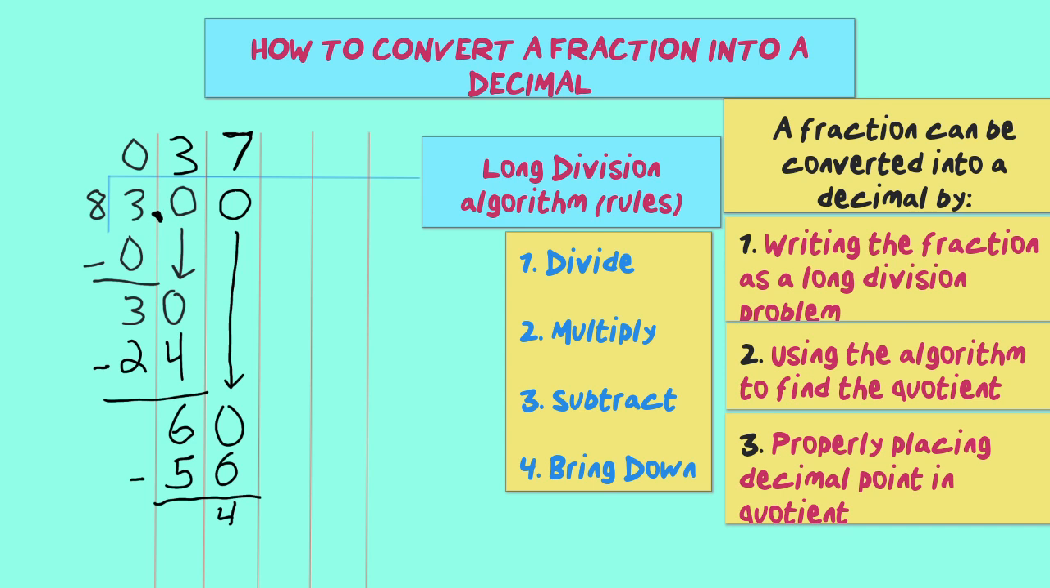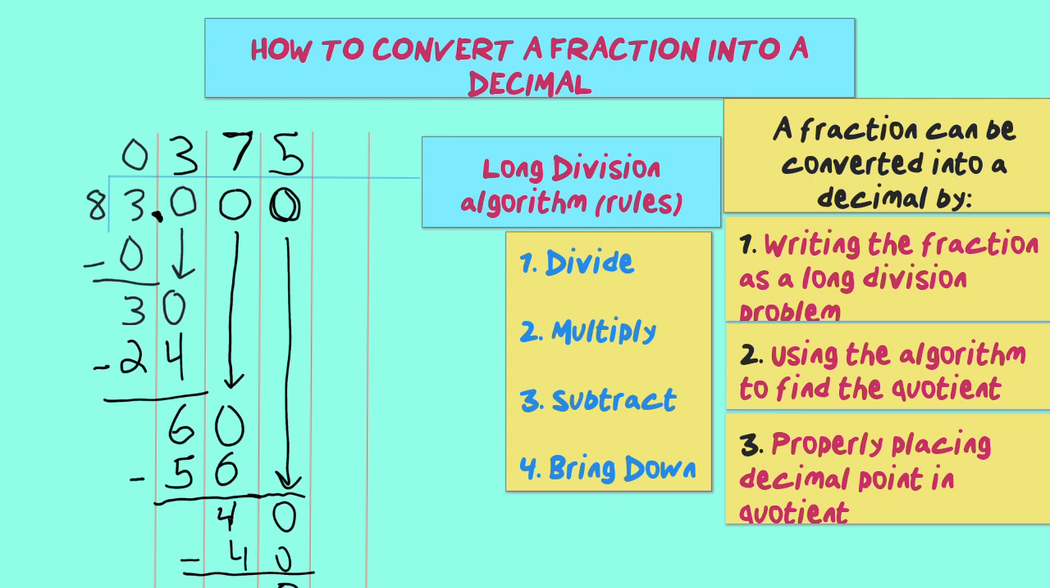Now, 8 cannot go into 4, and so I put another 0, and then I bring that 0 down. Now I ask myself, how many times can 8 go into 40? 8 goes into 40 exactly 5 times, and 8 times 5 is 40. I subtract, and I get 0. All right, now that I'm at 0, I have my complete quotient at the top.